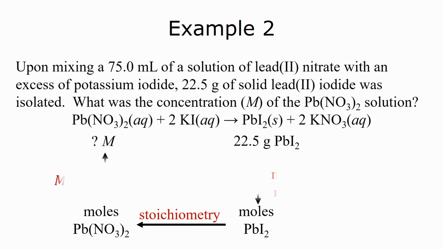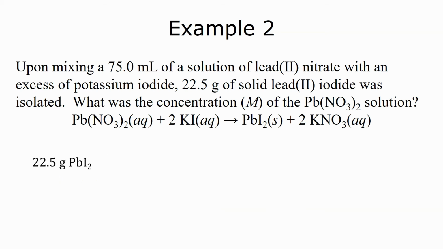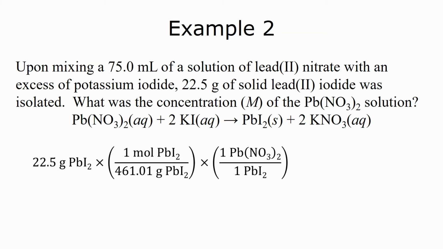So again, we need to convert everything to moles, and going between mass and moles, we use molar mass. And again, when going between moles and volume and concentration, we're going to use our molarity equation. So we start with our 22.5 grams of our product. We convert that to moles of our lead iodide, and then using the 1-to-1 ratio of lead iodide to lead nitrate, we calculate the moles of lead nitrate.